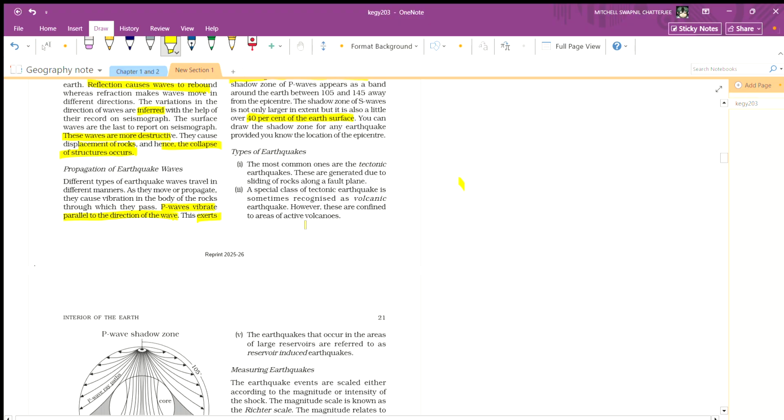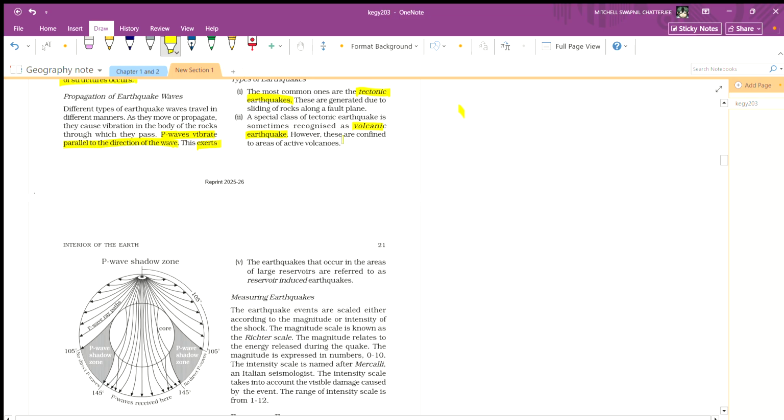Okay, types of earthquake. The most common one is the tectonic earthquake. These are generated due to sliding of rock along the fault plane. A special class of tectonic earthquake is recognized as volcanic earthquake. However, these are confined to the area of active volcanoes.